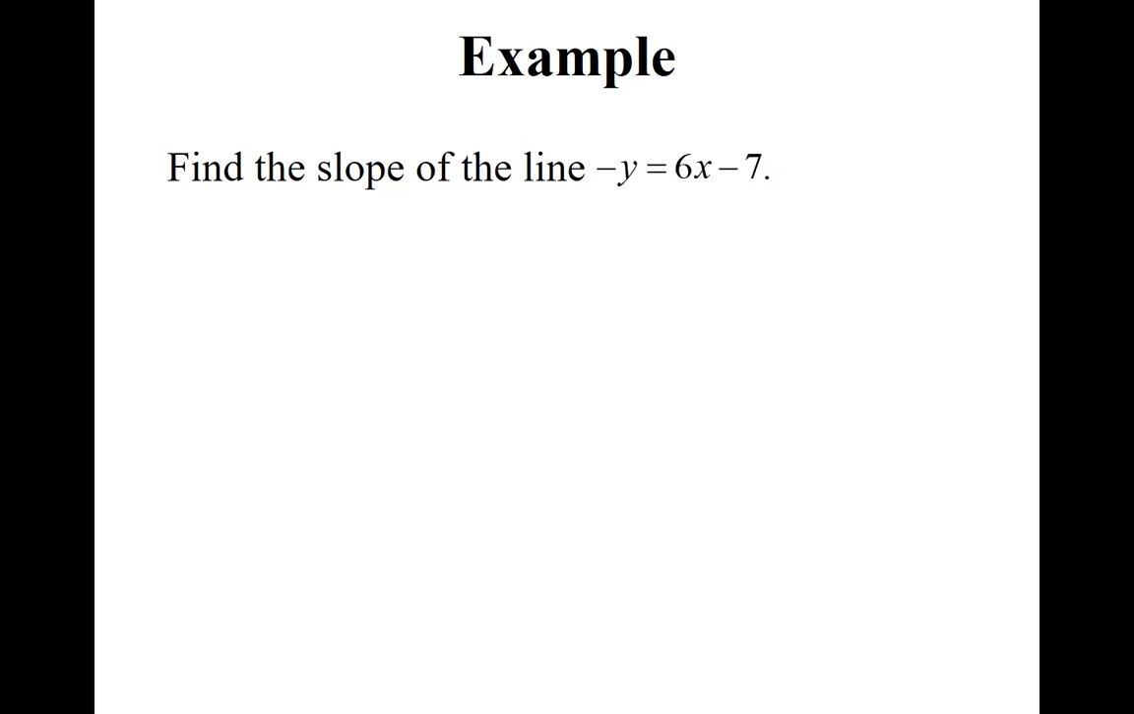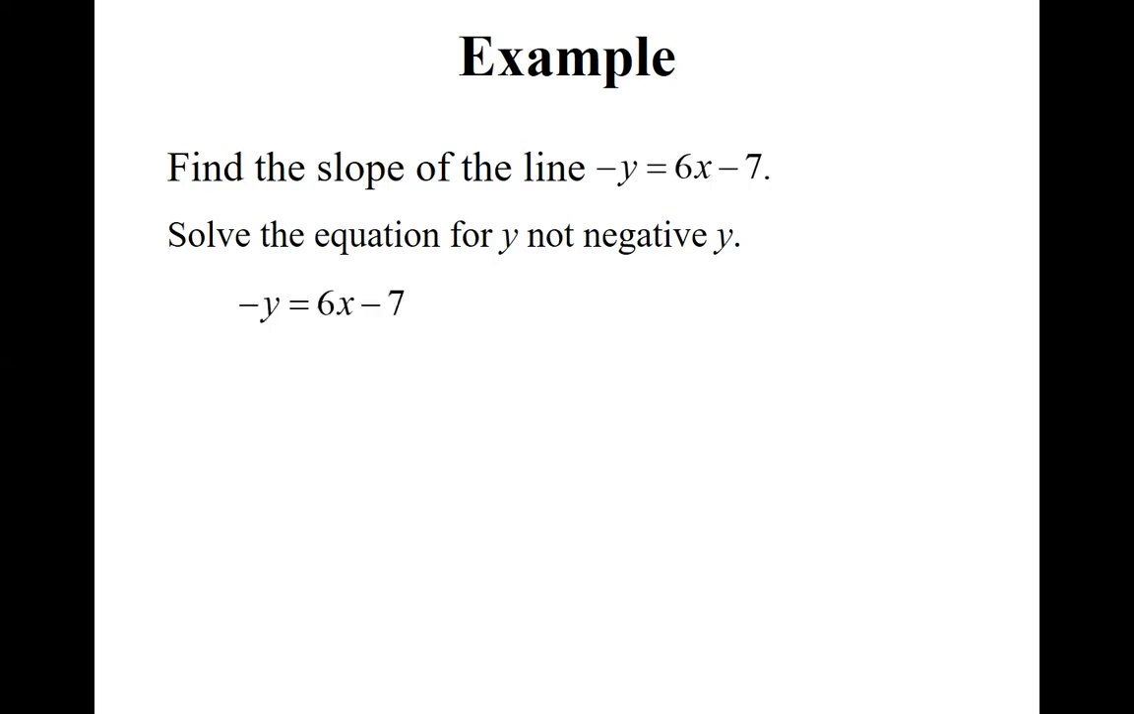Next up, find the slope of the line -y equals 6x minus 7. Well, at first glance, you might think that this is already in slope-intercept form, so you might say that the slope is 6. But doing so would be incorrect. It would be missing the fact that this is not solved for y. This is solved for -y. So we need to solve the equation for y and not -y. Divide both sides by -1.